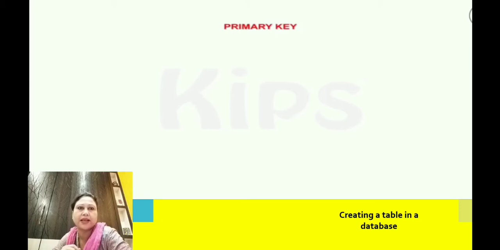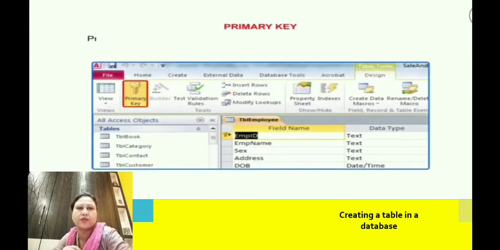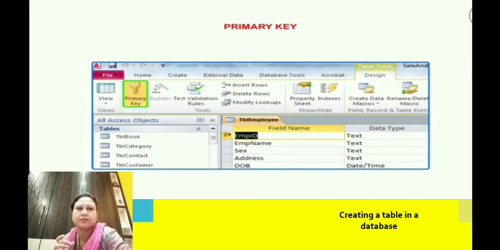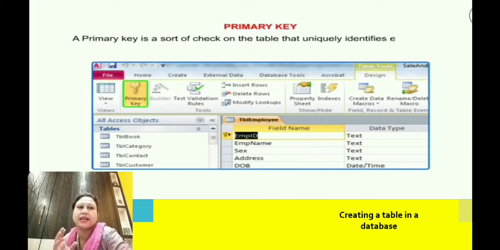The next topic is one of the important topics of a database, that is the primary key. So what is a primary key? As you can see on the screen, the primary key is a standard feature of every database management system, and you will find the primary key in the Design tab. A primary key is like a sort of check on the table, so that it uniquely defines each record in a table.